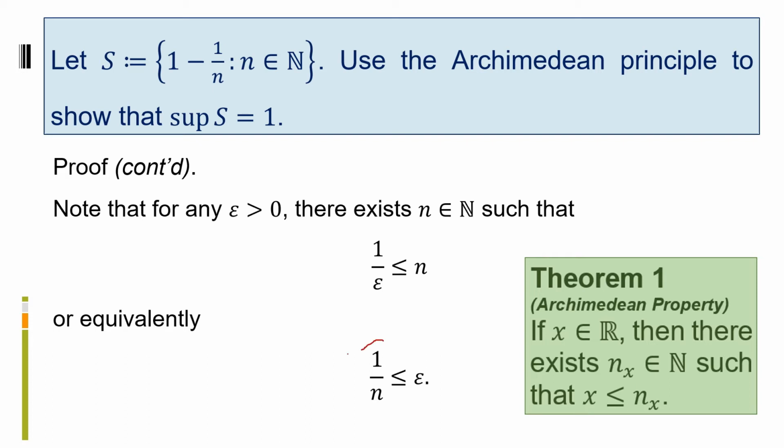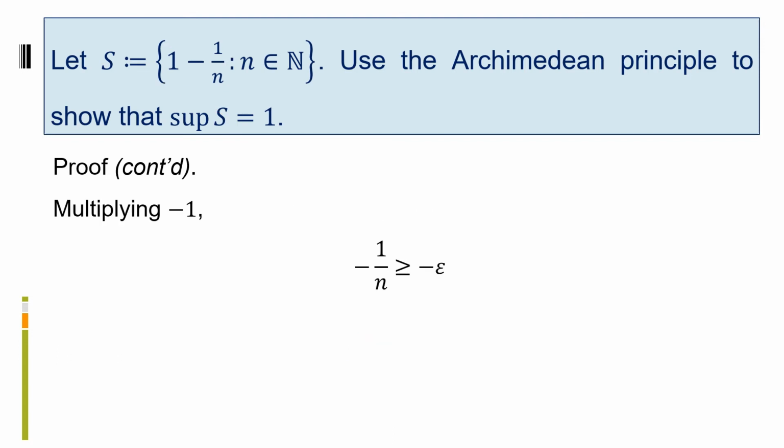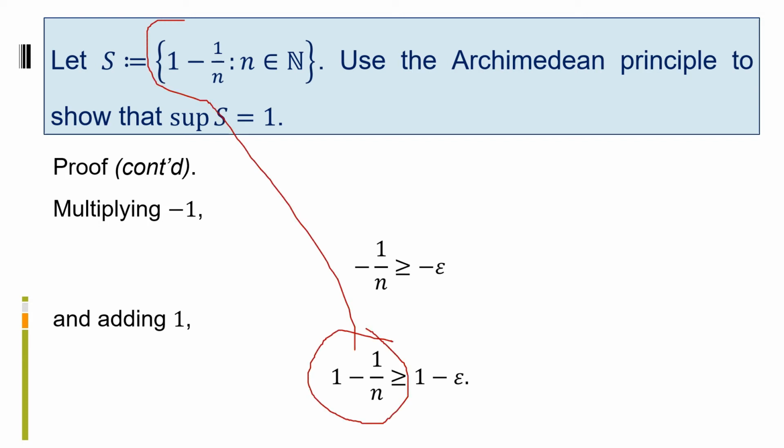Now, gusto natin na itong part na ito maging kamukha nito. So, what shall we do? So, by some algebraic manipulation, pwede tayong mag-multiply ng negative 1. That becomes negative of 1 over n is greater than or equal to negative of epsilon. Ngayon, magdagdag naman tayo ng 1. So that becomes 1 minus 1 over n is greater than or equal to 1 minus epsilon. So, eto ngayon, kamukha na niya yung eto.